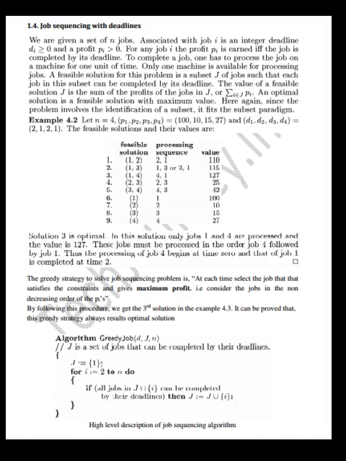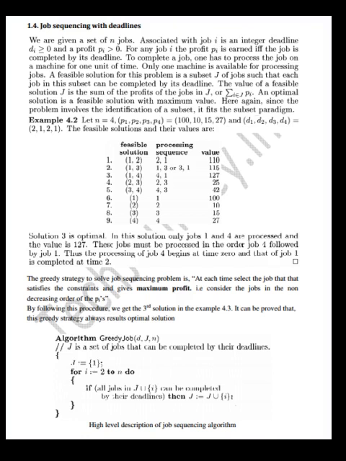Solution 3 is optimal. In this solution, only job 1 and 4 are processed and the value is 127. These jobs must be processed in order, job 4 followed by job 1. Thus, the processing of job 4 begins at time 0 and that of job 1 is completed at time 2.